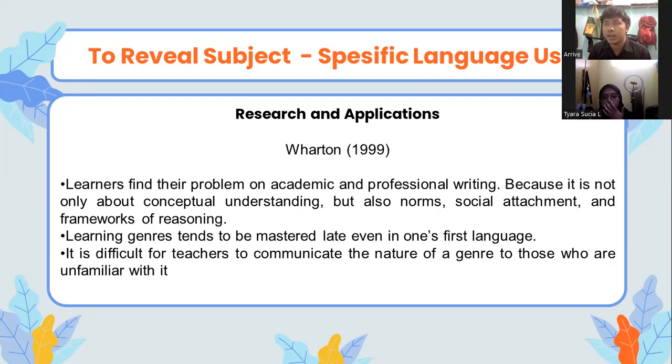Every cause will always have a reason. So we have to make clear the reasoning, and also the framework itself. And also, learning genres tends to be mastered late even in one's first language. So genres are hard to learn even for those who have English as a first language. And the last one, it is difficult for teachers to communicate the nature of genre to those who are unfamiliar with it. So for the first language speaker, it's hard. How about us, the second language speakers? It's going to be a lot harder. And when we are unfamiliar with it, it's going to be our new homework, our task to be solved.